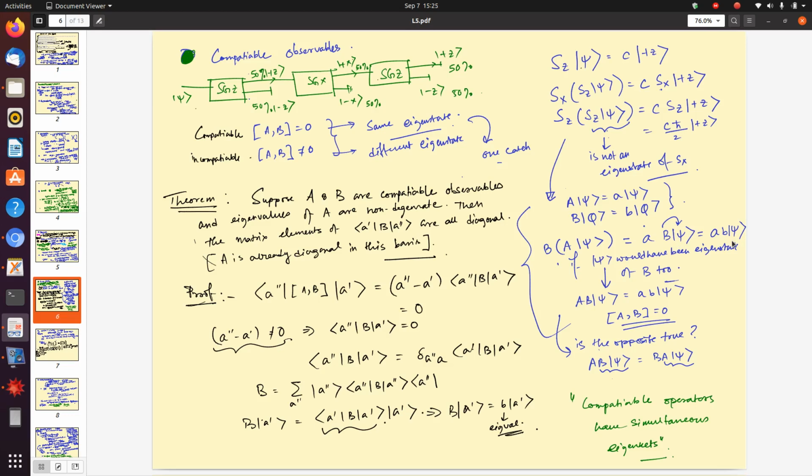Okay. So, now if that is true, then AB psi is basically the scalar eigenvalue ab times psi. Now, if this one is true, then BA psi will also be the same. So, if that is true, that means the AB commutator is 0. So, if the AB commutator is 0, that implies that A and B will have the same eigenstate psi. Is the opposite true? Yes, the opposite is of course true, because that will imply AB psi is equal to BA psi, and that is only possible if A and B have the same eigenstate.